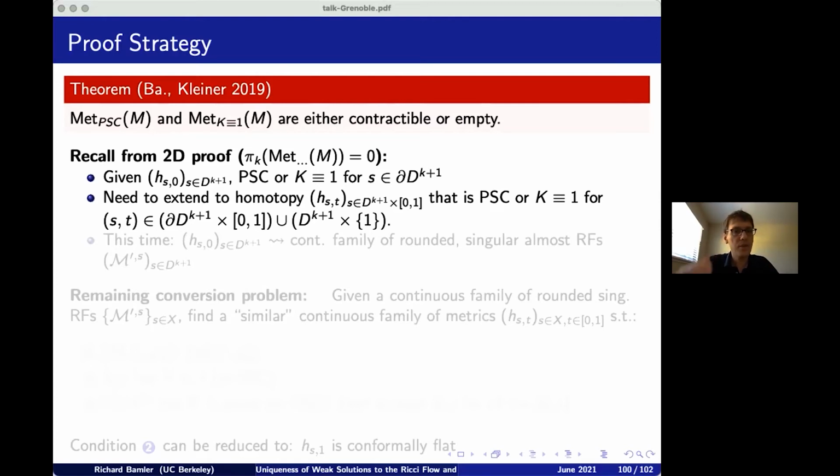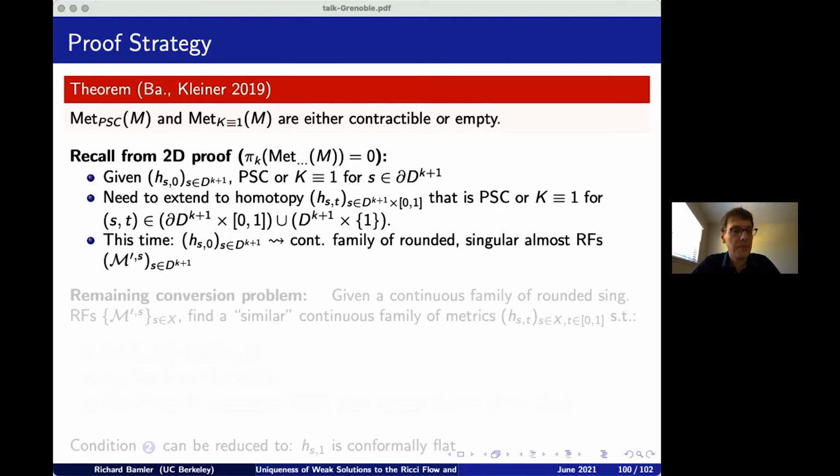All right, so this is what we can do in the two-dimensional case, because we can really construct these families of metrics easily via the Ricci flow. But in dimension 3, this time, HS0 only gives us a continuous family of singular Ricci flows, which we can round to produce a continuous family of rounded singular almost Ricci flows. Okay? So given a family of metrics on the K+1 disk, all we get is this family of rounded singular almost Ricci flows. And so now we need to do something with them.